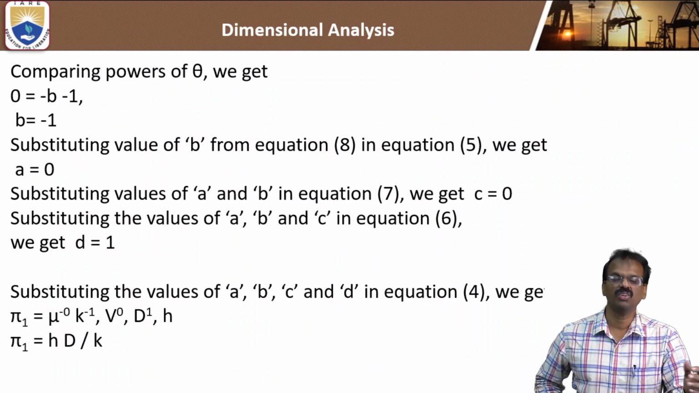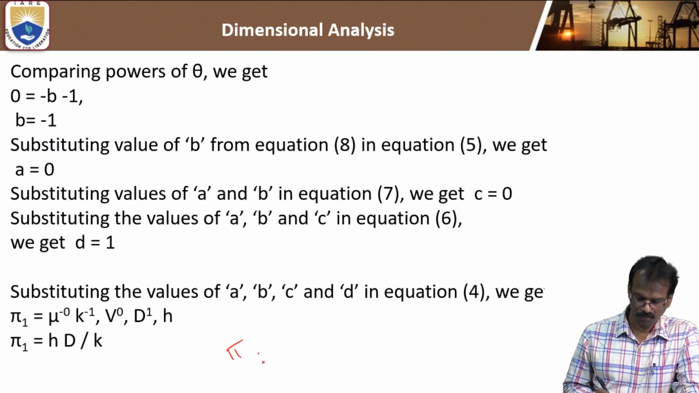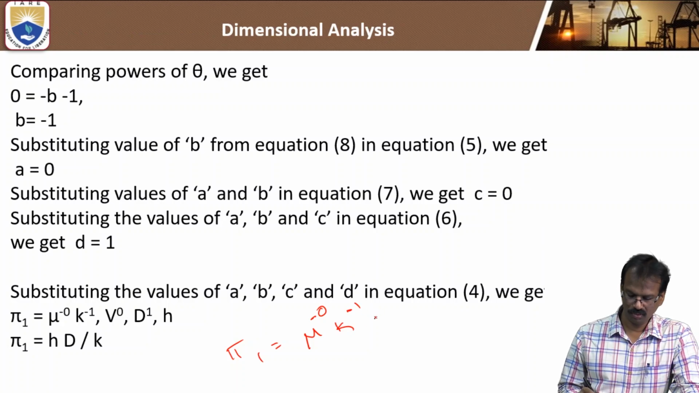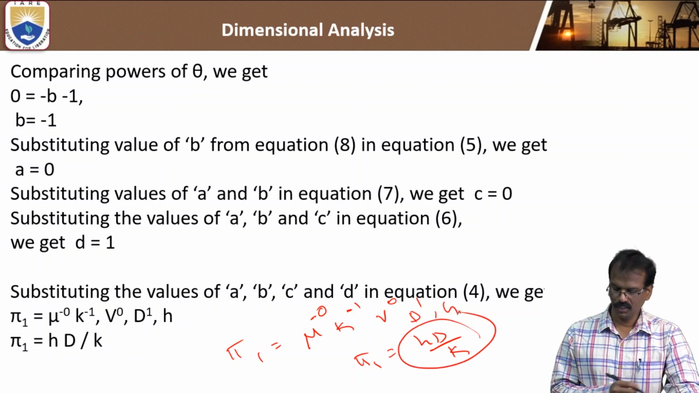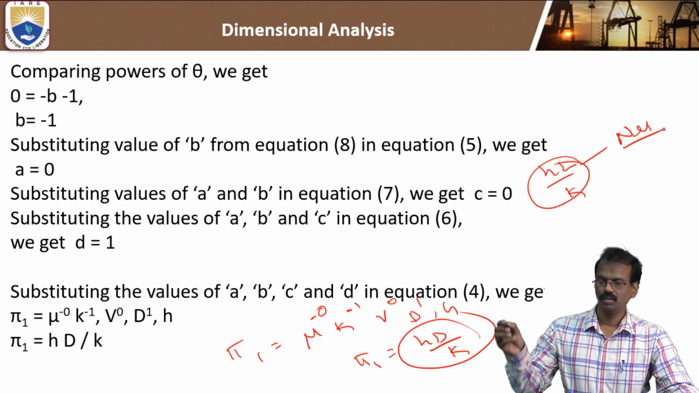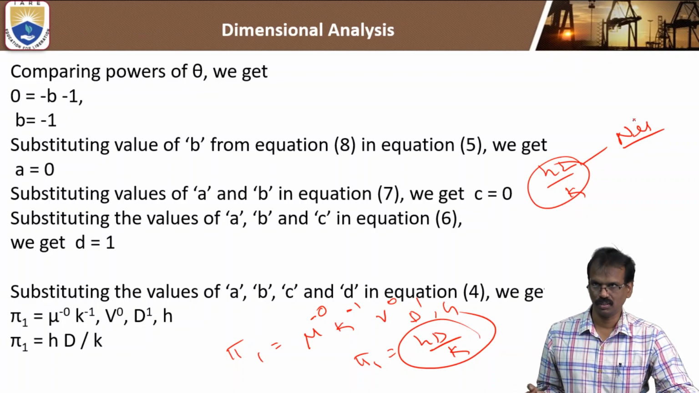So these are the solutions. You can solve this one. Then we got this final term: pi 1 is equal to mu to the power of a, a value is equal to 0, and k to the power of minus 1, so b value is equal to minus 1, v value is equal to 0, and d value is equal to 1, into h. So the final pi 1 is equal to hd by k. So hd by k or hl by k, you know this formula, this is nothing but the Nusselt number, or Nusselt dimensionless number.